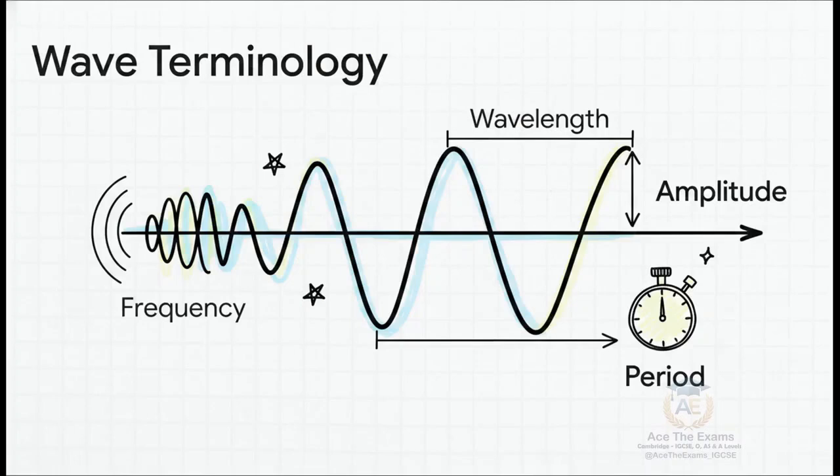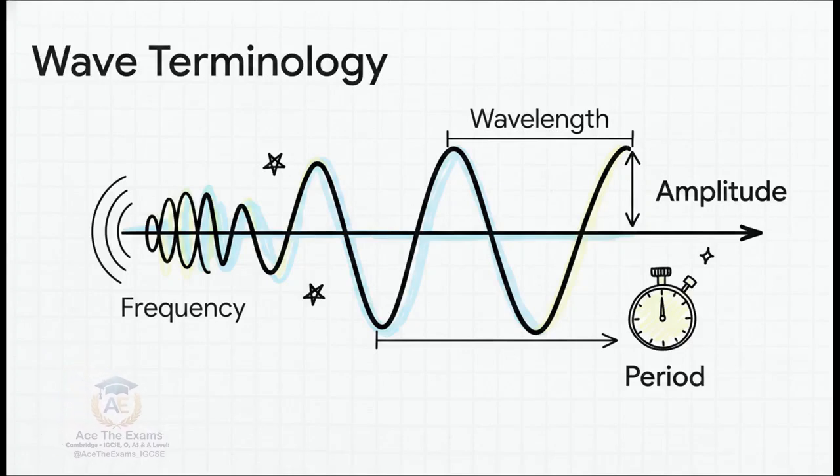Let's formally define our terminology to build up our toolkit. First, amplitude. This tells us the maximum displacement of a particle from its resting or equilibrium position. Basically, how tall is the wave? Then we have period, which is the time it takes for one complete oscillation. Frequency is simply the number of complete oscillations per second, and we measure that in hertz. Remember, 1 hertz equals 1 full vibration per second.